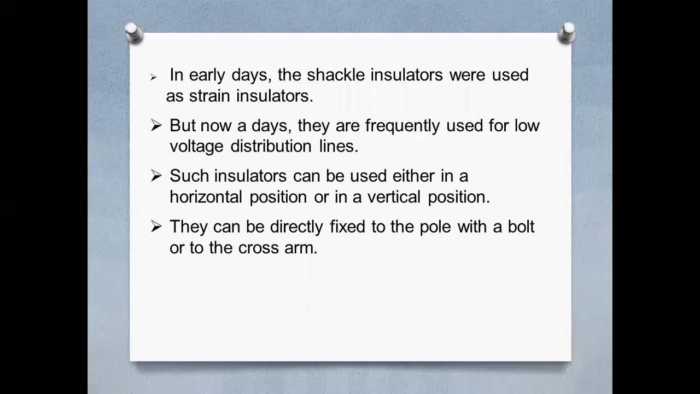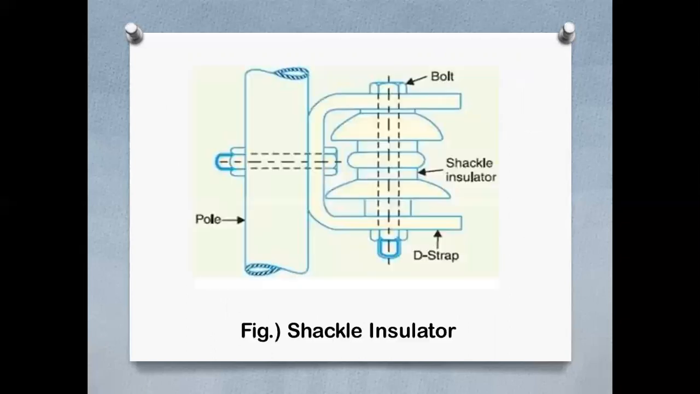In early days, the shackle insulators were used as strain insulators, but nowadays they are frequently used for low voltage distribution lines. Such insulators can be used either in a horizontal position or in a vertical position. They can be directly fixed to the board. So the insulator which can be used both in a horizontal and vertical position is the shackle insulator. They can be directly fixed to the board with a bolt or to the cross arm. Okay, and this is the shackle insulator.